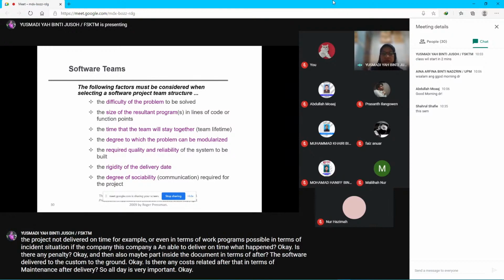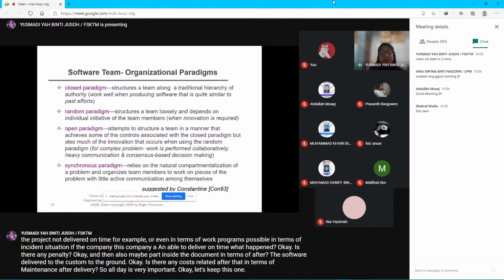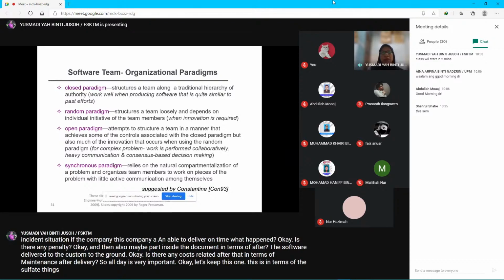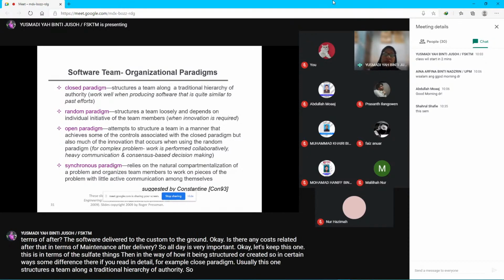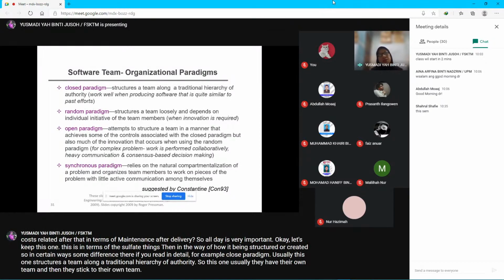Okay, let's skip this one. This is in terms of software teams, and how they are structured or created. In certain ways there are some differences, if you read in detail. For example, the closed paradigm usually structures a team along a traditional hierarchy of authority. Usually they have their own team, and they stick to the old team, the previous team.